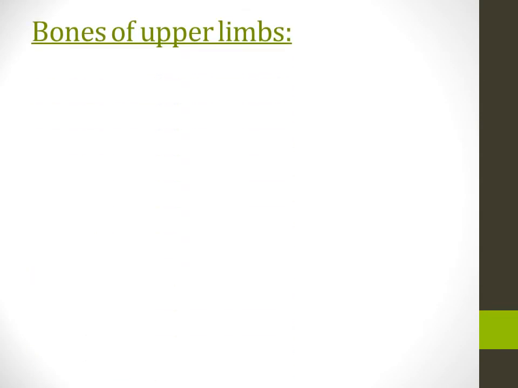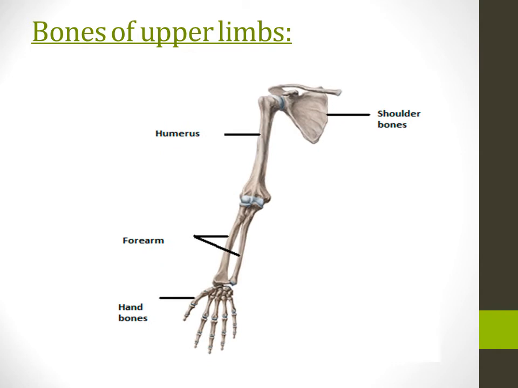Now let's talk about the bones of the upper limbs: shoulder bones in the upper part, then the humerus, forearm, and hand bones. So our appendicular skeleton consists of the bones of the upper limbs and the bones of the lower limbs.